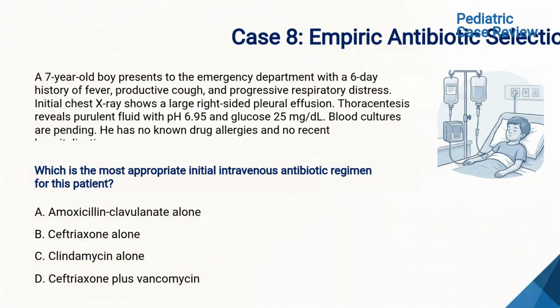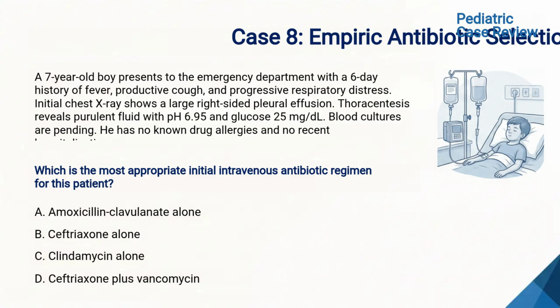Case 8. A 7-year-old boy presents to the emergency department with a 6-day history of fever, productive cough, and progressive respiratory distress. Initial chest X-ray shows a large right-sided pleural effusion. Thoracentesis reveals purulent fluid with pH 6.95 and glucose 25 mg per deciliter. Blood cultures are pending. He has no known drug allergies and no recent hospitalization.